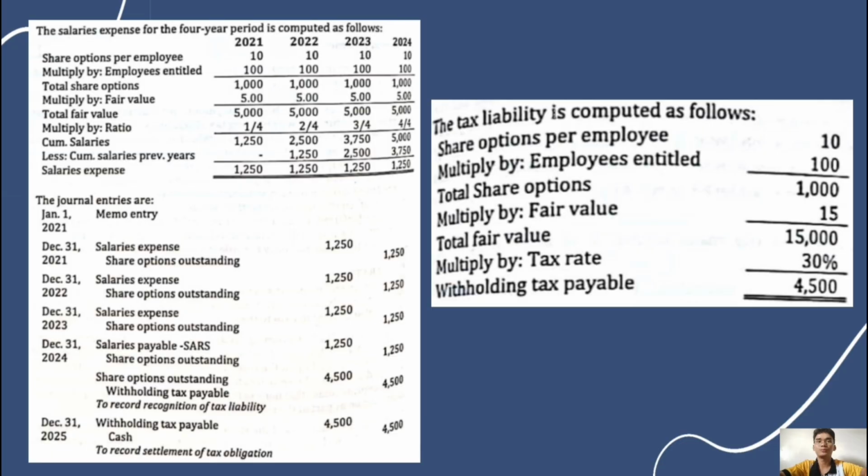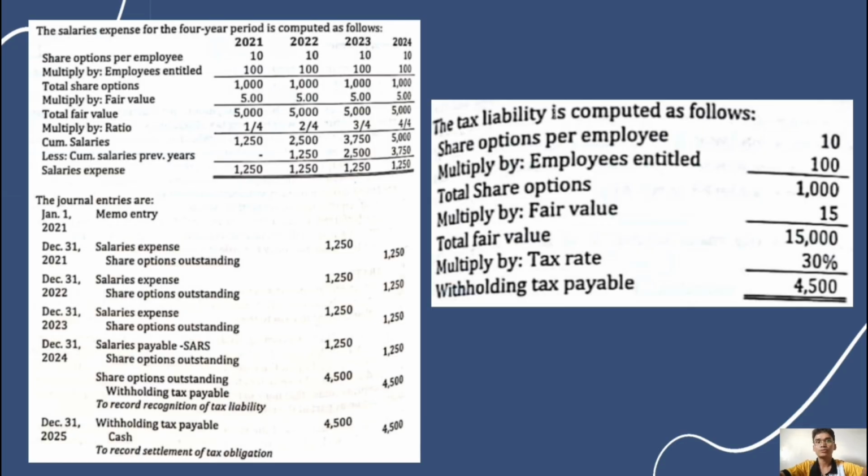Here's the breakdown of the computations. First is the share options allocation. Each eligible employee receives 10 share options. 100 employees are entitled to the benefit. Total share options equals 1,000. It is 10 multiplied by 100 employees equals 1,000. And second is the fair value calculation. Fair value per option equals 5 pesos. Total fair value of options equals 1,000 multiplied by 5 equals 5,000.